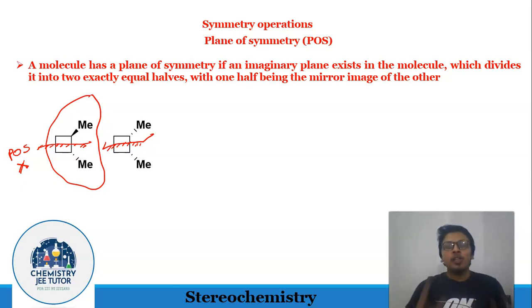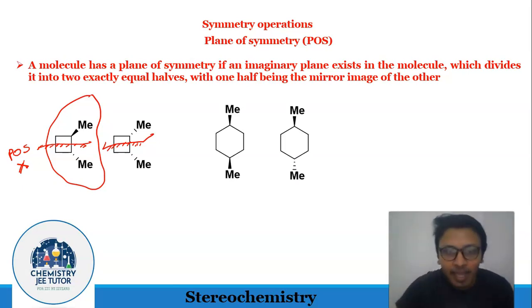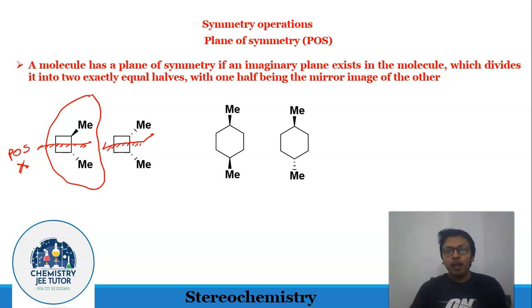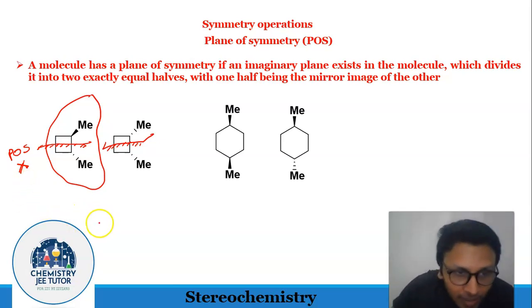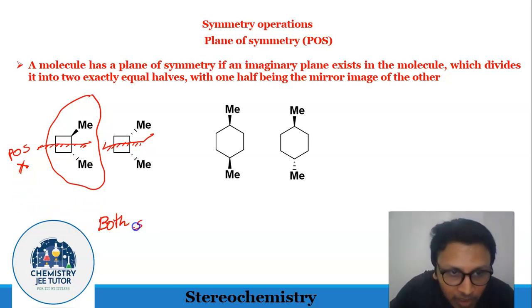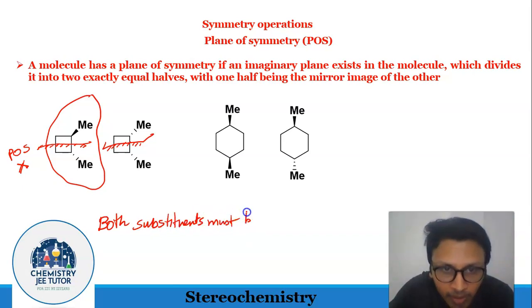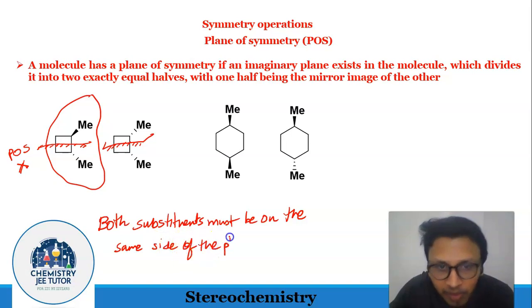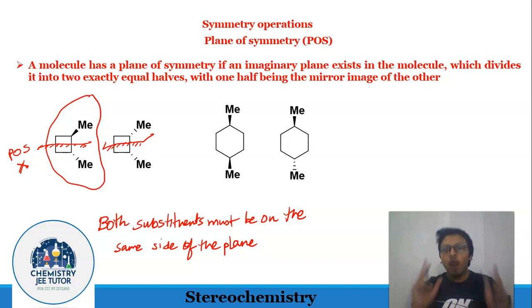Why, you understood? So in all these cases, we will see the next one also. In this case also, the two substituents must be on the same side of the plane. So a general rule is that both substituents must be on the same side of the plane for it to have a plane of symmetry. If you can't figure it out by simple 3D projections, you must remember that if one substituent is above and another substituent is below, or if both the substituents are in alternate positions, then the molecule will not have a plane of symmetry.